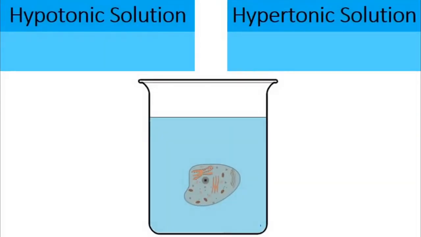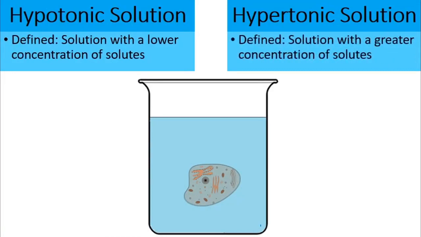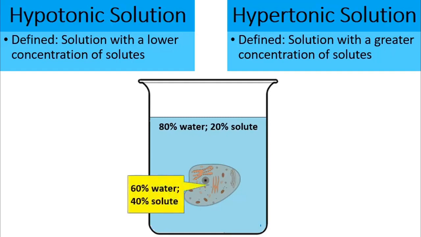Okay, so let's go ahead and talk about a hypotonic solution now. It's one with a lower concentration of solutes, and that is contrasted to a hypertonic solution, one with a greater concentration of solutes. In my picture here, I've got a beaker filled with a fluid and an over-exaggerated size of a cell on the inside. Let's pretend the solution in the beaker is 80% water, 20% solute. But the solution in the cell is 60% water, 40% solute.